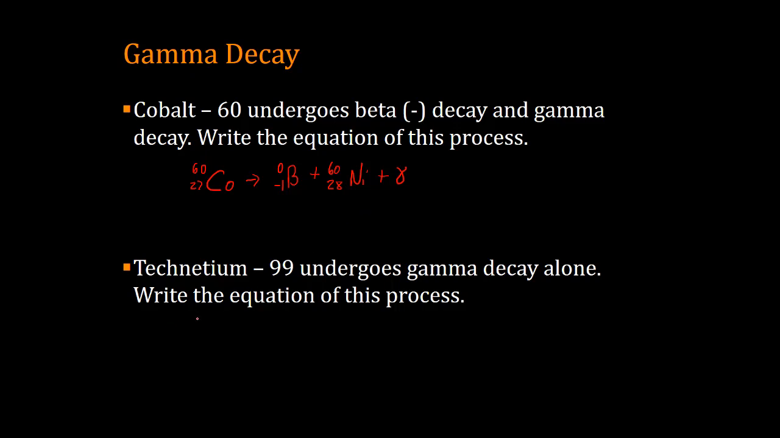This one says technetium-99 undergoes gamma decay alone. Write an equation for this process. This is pretty easy. We find this on the periodic table, and it has the symbol Tc. It has 43 protons and 99 for a mass number. It undergoes gamma decay, and only gamma decay, which means it didn't change any particles into anything else, didn't eject anything from the nucleus except energy, so we get that gamma ray out of that. So that one's pretty straightforward.